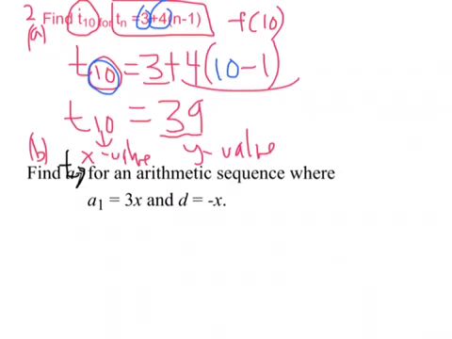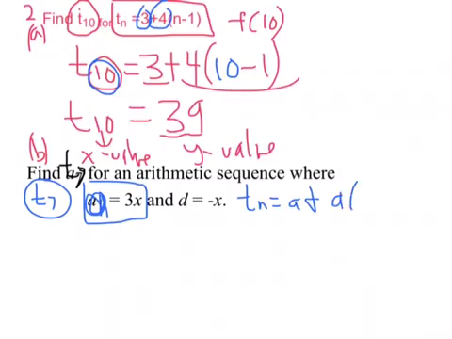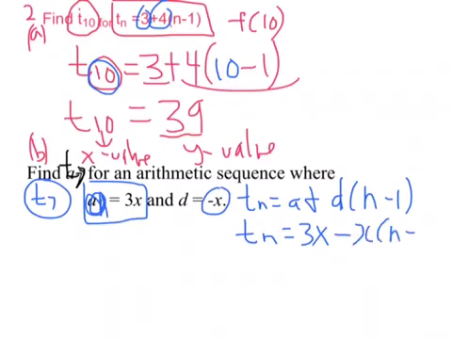Now, this question, it says, I want you to find T7, if A1, or A, it should say, just say A, is 3x and D is negative x. This is kind of weird. This is very abstract. So we still need to write our formula. Tn equals A plus D times n minus 1. Well, that's going to be Tn, or y, equals A is 3x, and then it's minus x, times n minus 1.